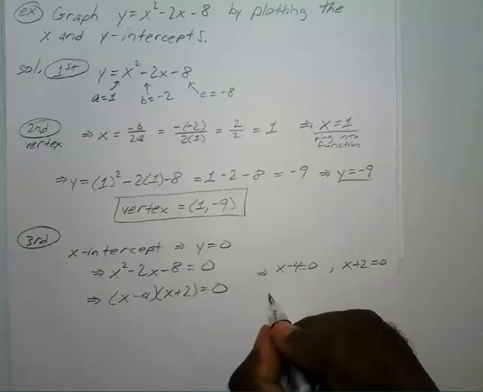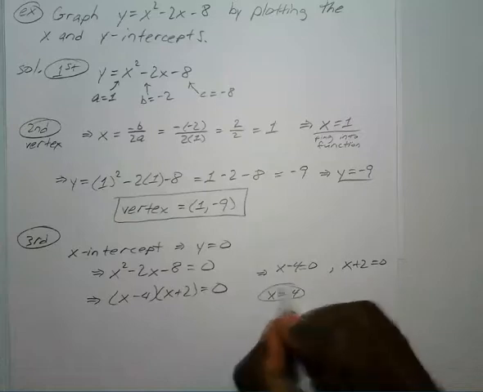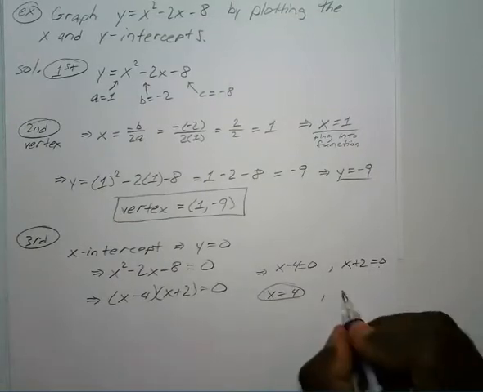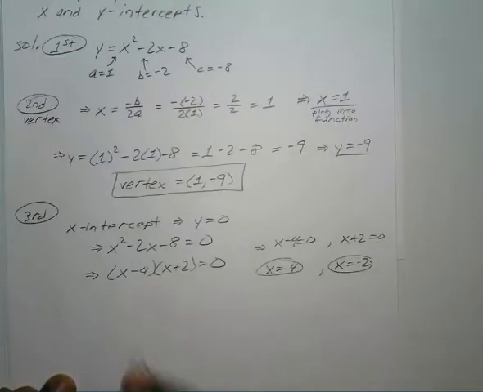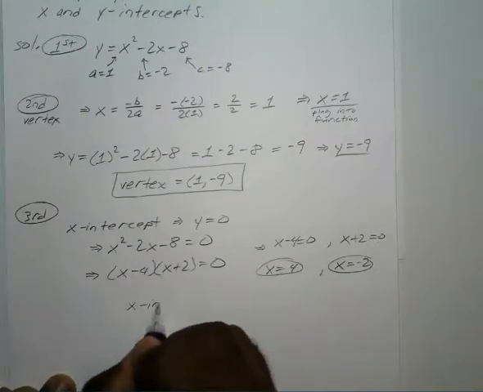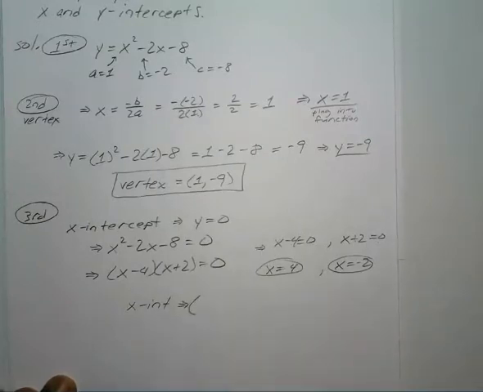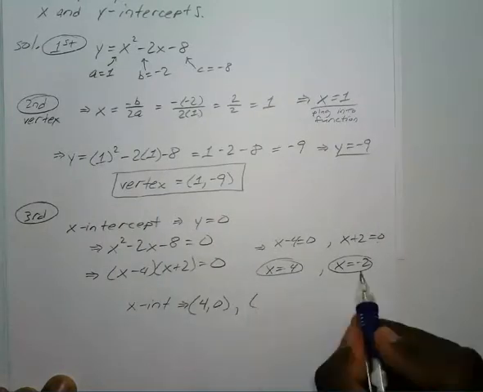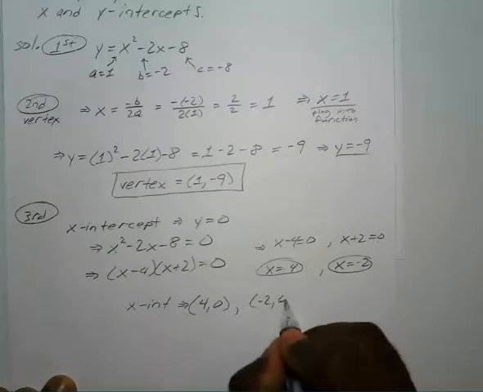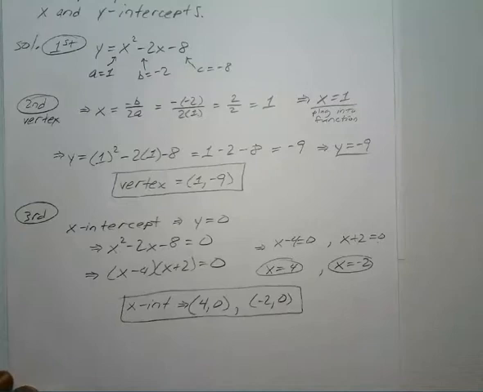Okay, so we have x equals 4 once we add 4 to both sides. And we subtract 2, we have x equals negative 2. So for our x-intercepts, we have 2 points. We know that when x is equal to 4, y is equal to 0. And we know that when x is equal to negative 2, y is equal to 0. So we actually have 2 x-intercepts.